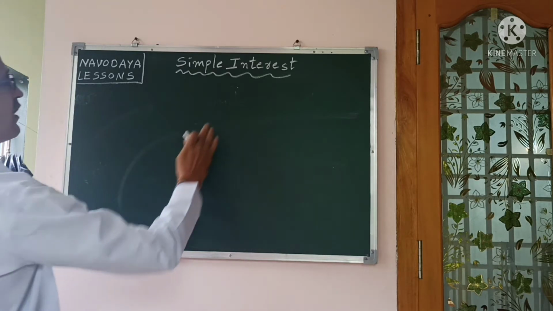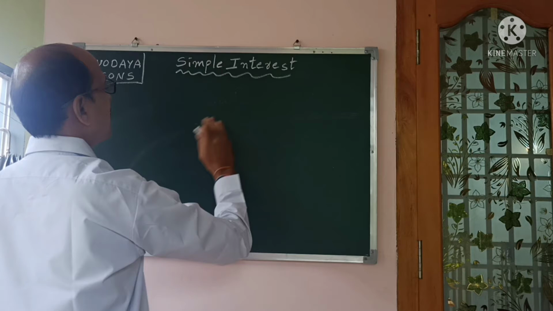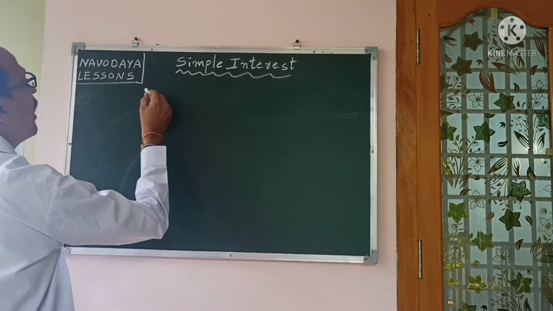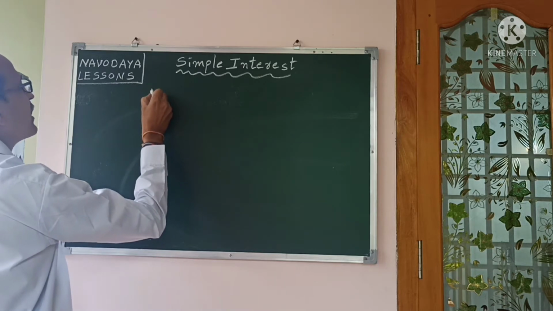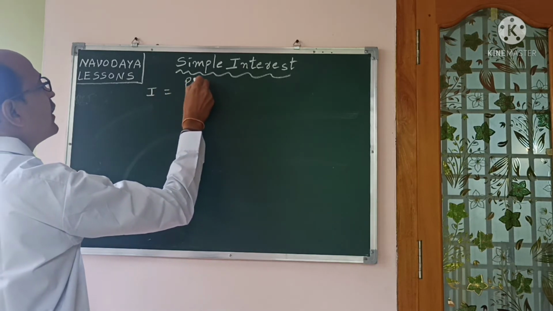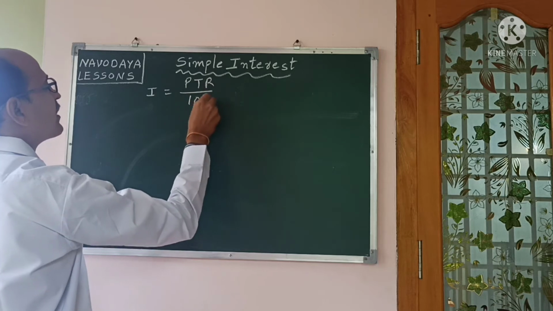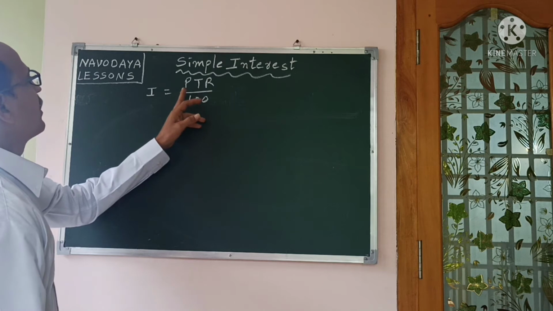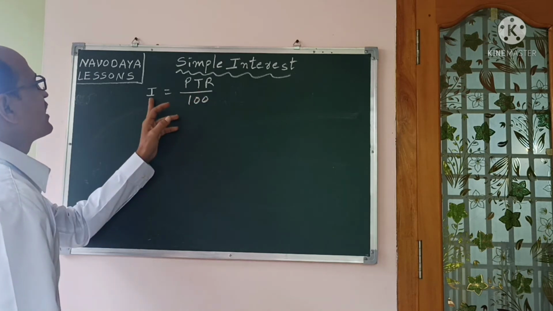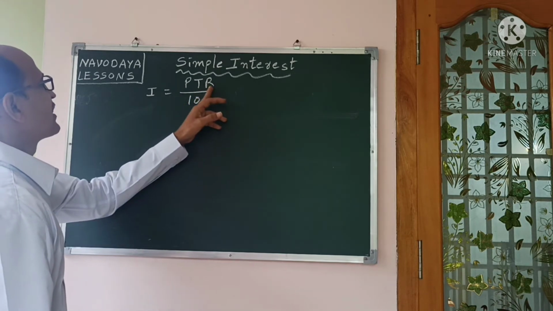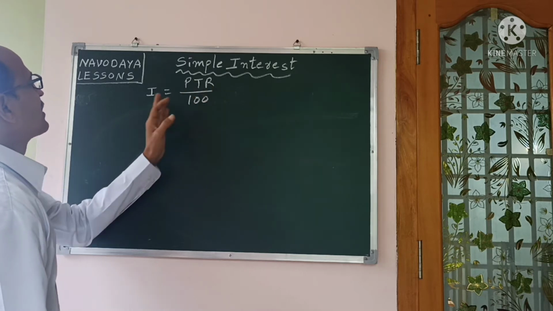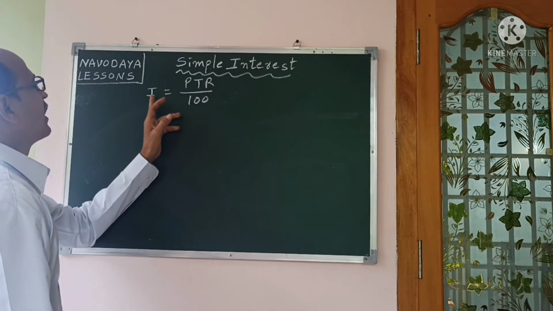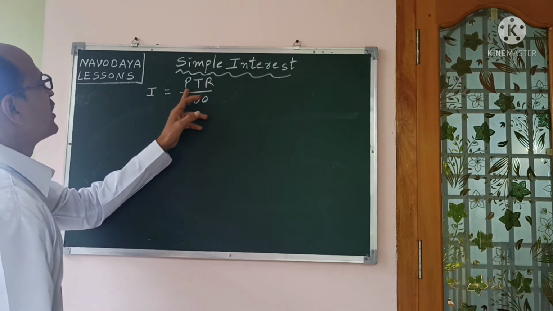Before that, I will tell some clues regarding this formula. Interest is equal to PTR by 100. Sometimes he gives principal, time and interest, and we have to find the rate of interest. That is one formula. Sometimes he gives time, rate of interest and interest, and we have to find the principal.